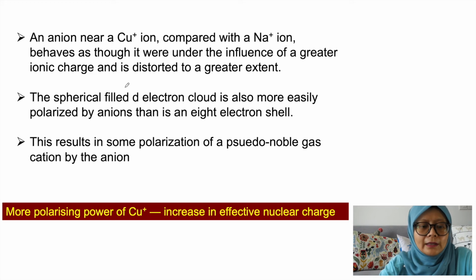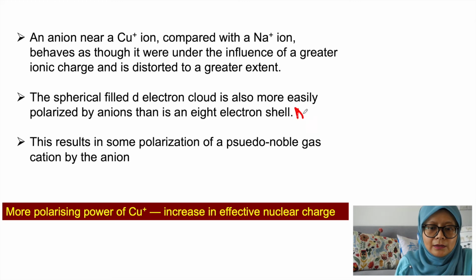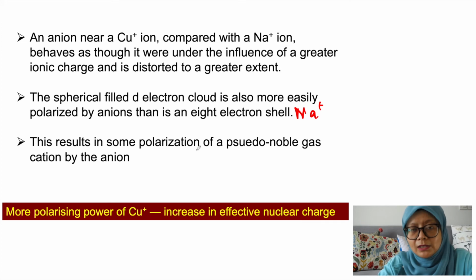What happens here is that the spherical field of the d electron cloud is more easily polarized by anions than is an 8 electron shell in sodium. So this results in some polarization of a pseudo noble gas cation by the anion. And so from this example, we have more polarizing power of the copper plus.